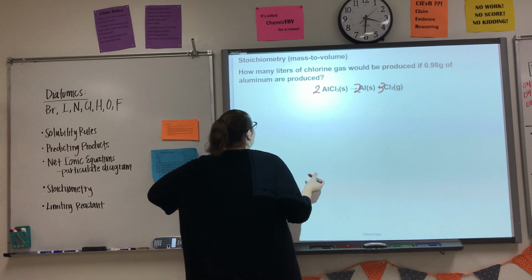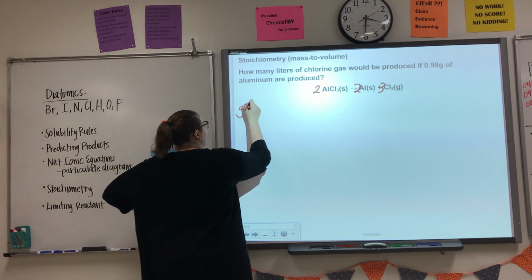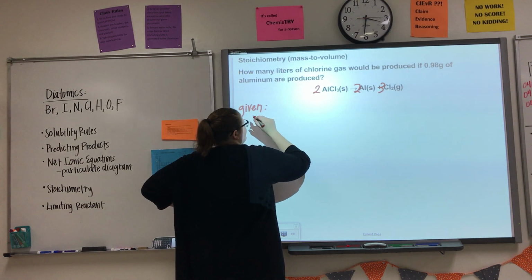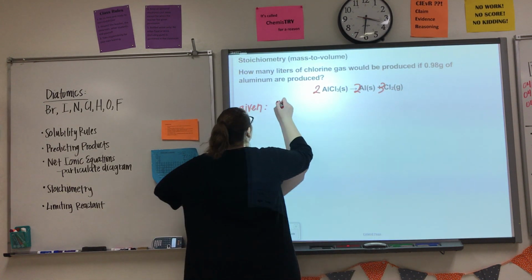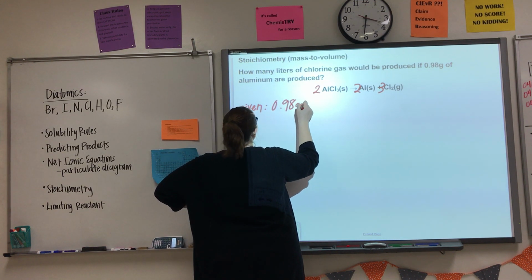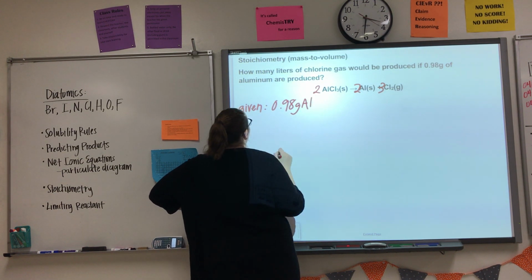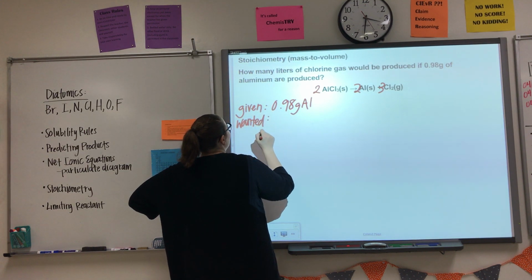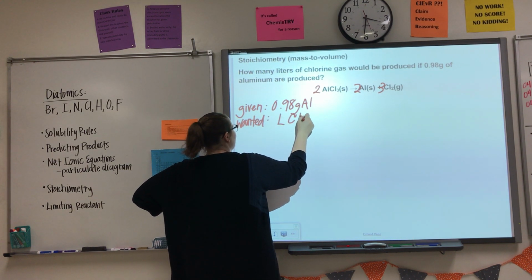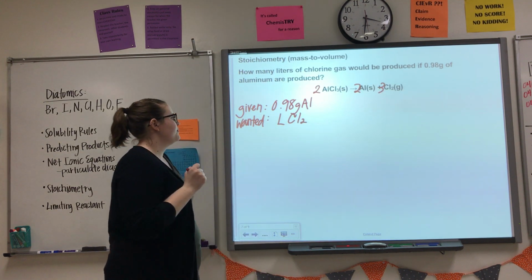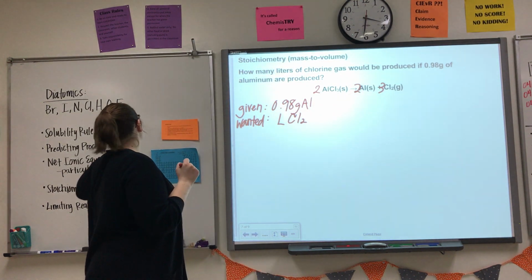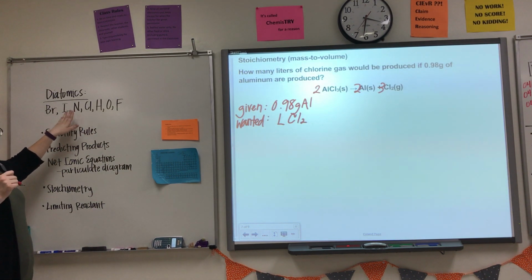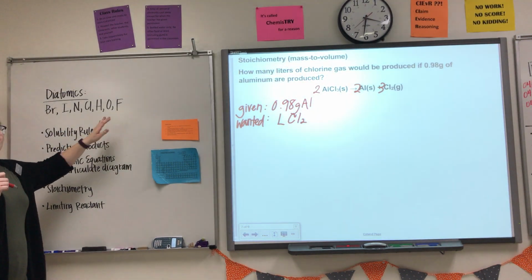Okay, let's go ahead and figure out what our given is. Because I told you it's mass to volume, I know my given's going to be a mass, and I was right. It's 0.98 grams of aluminum. And I want liters of chlorine gas. Okay? Remember, chlorine is one of our diatomics, so it's Cl2. And we can remember the list of our diatomics from the lovely phrase of Brinkelhoff.